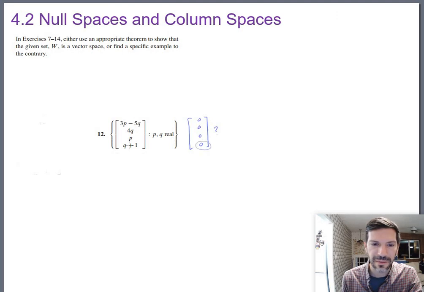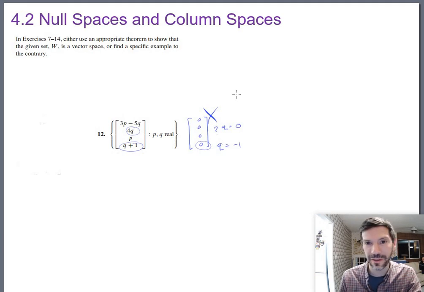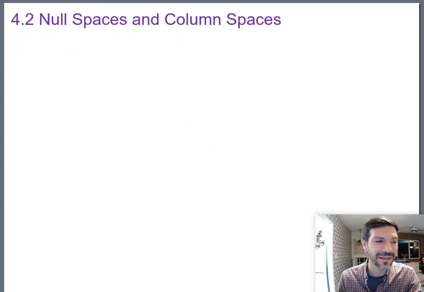To get a 0 in the last spot, that would force Q to be negative 1. However, to get a 0 in this spot, that would force Q to be 0. Q can't be both those things at the same time. So there is no P and Q that you can pick here that will give you the 0 vector. So this one's also out. I realize both my examples failed on the 0 vector. That's not true for all of the examples in your homework, but it's always a good place to start. It's an easy thing to check.